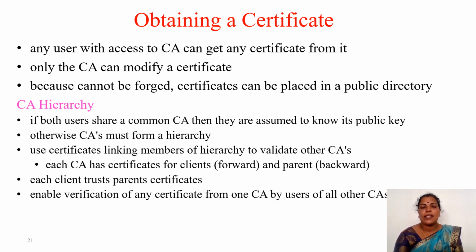And we have the certificate authority hierarchy. If both users share a common certificate authority, then they are assumed to know its public key. Otherwise, certificate authorities must form a hierarchy. Use certificates linking members of the hierarchy to validate other certificate authorities. Each certificate authority has certificates for clients, that is forward, and for its parent, that is backward. Each client trusts the parent certificate. This enables verification of any certificate from one certificate authority by users of all other certificate authorities.